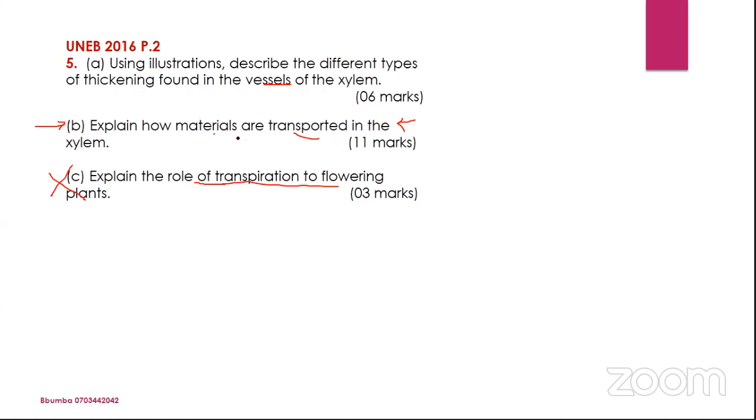I don't know how you understand this question. Are you supposed to begin from the other things down, that is, the root hairs? Do you begin from the root hairs or do you begin explaining the cohesion-tension theory? But with this question, using illustrations, describe the different types. Okay, let me first see some people's contribution. Namaganda Brivian says that you explain cohesion-tension theory. Okay, thank you for that.